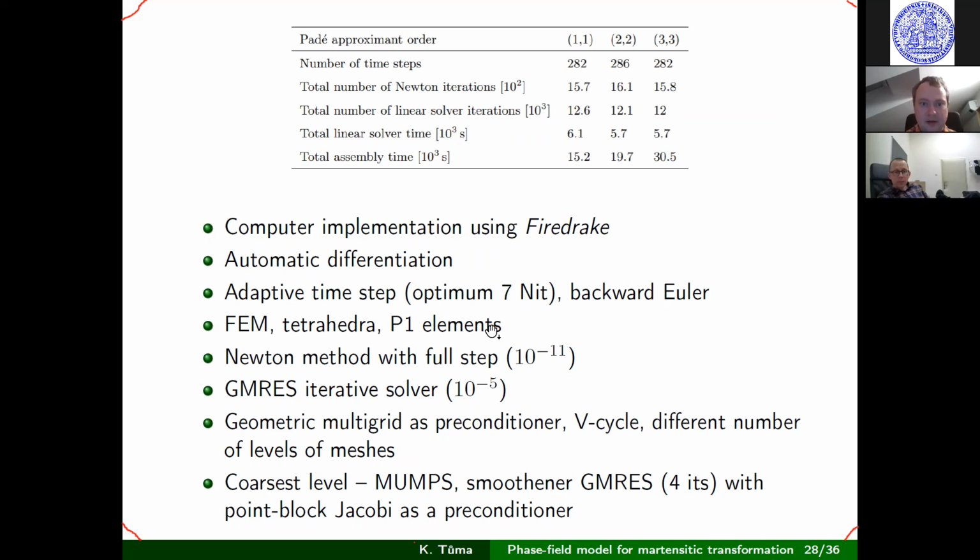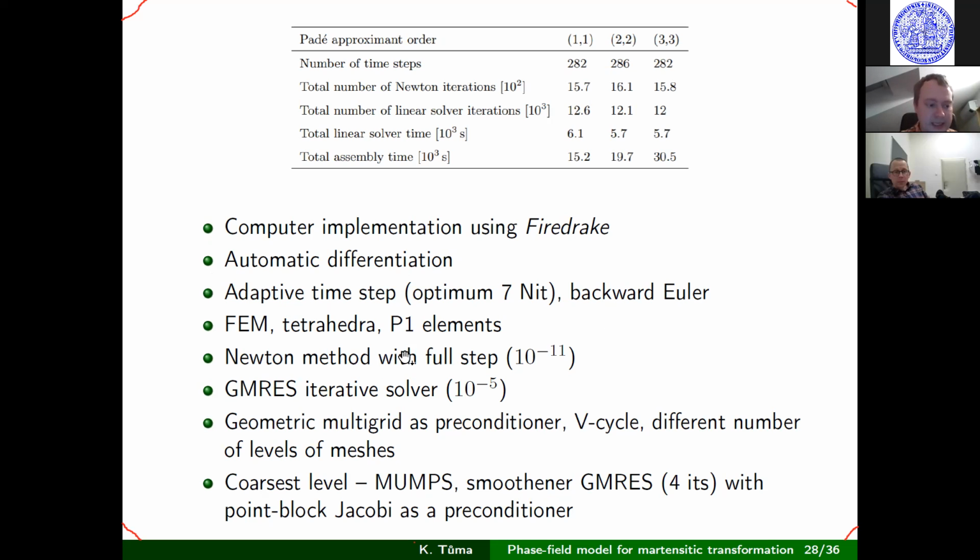So as I said, we implemented the code that is capable of taking into account the transformation between austenite and six variants of martensite. We implemented it with a Firedrake finite element code. It provides automatic differentiation as AceFEM, AceGen, and Phoenix. For the time stepping, we used backward Euler with adaptive time step. So this was written heuristically. We are just looking at the number of Newton iterations in the previous time step.